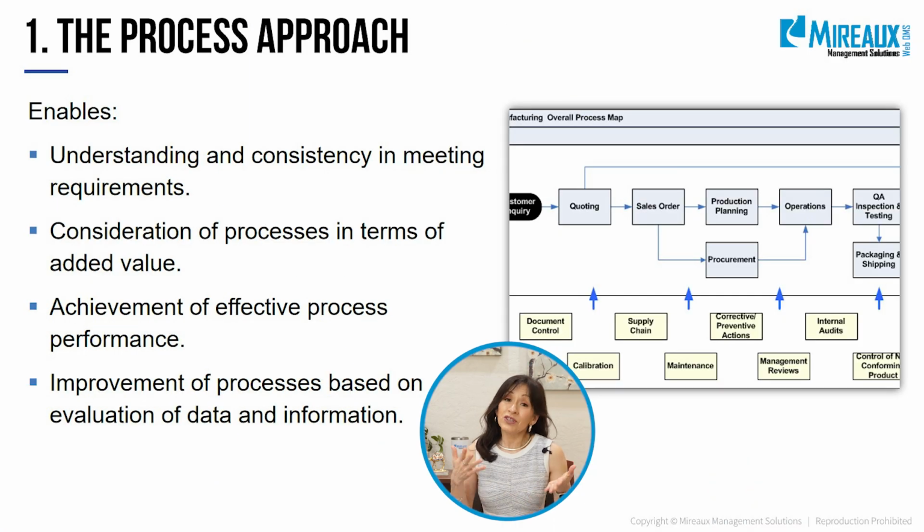So first up, let's look at the process approach. Why bother with this? Well, adopting a process approach helps an organization achieve a clear understanding of its requirements and deliver consistent results. It encourages everyone to think about processes in terms of the value they add, not just doing tasks for the sake of it, knowing that what you get is what you're going to be using and also something that you're going to give to another process.